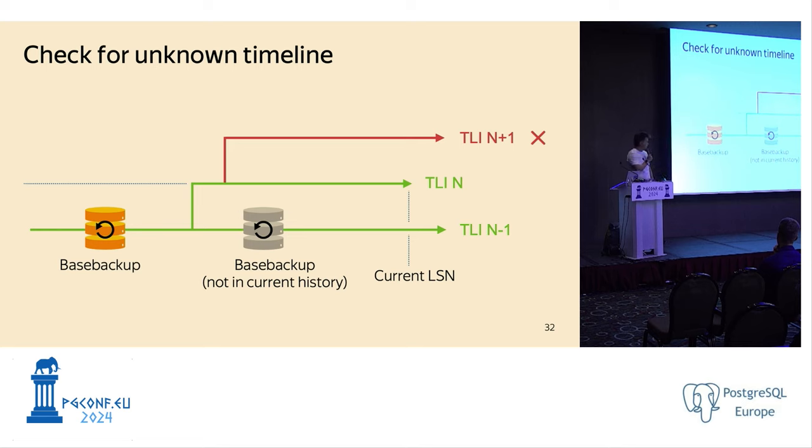Currently in Postgres, your timelines are sequential, but if I would engineer the system myself, I would give random numbers to timelines, because sequential numbering is a problem. There is a race condition when you're picking the next timeline.